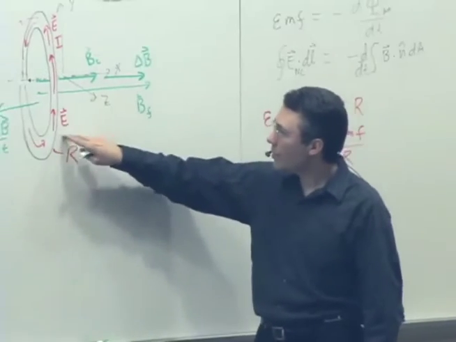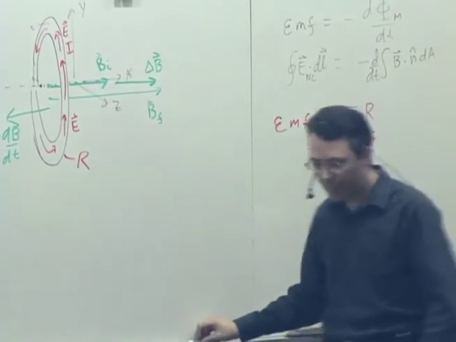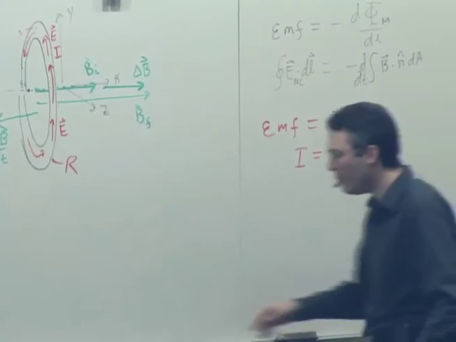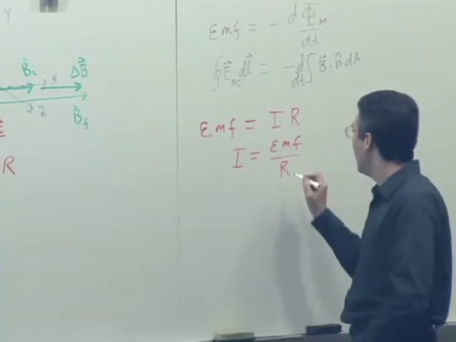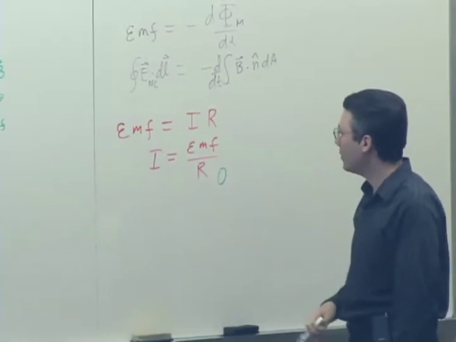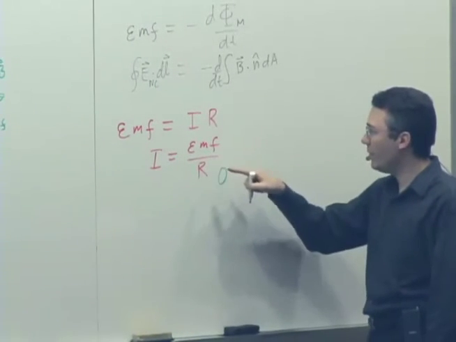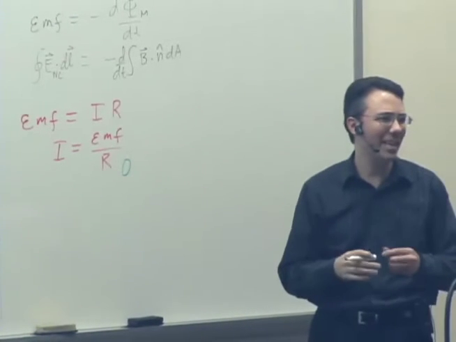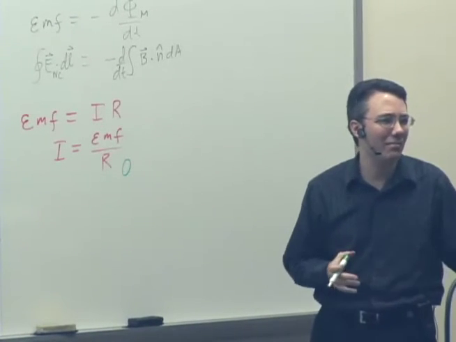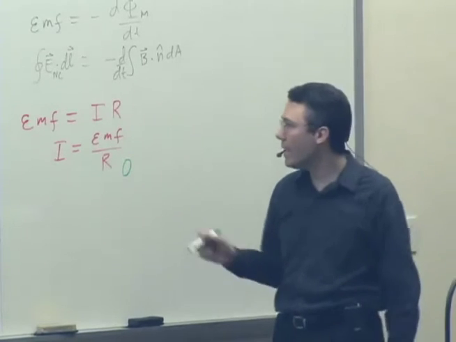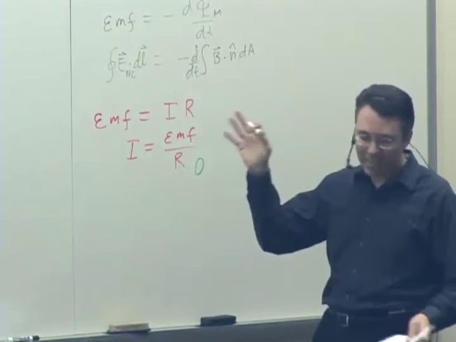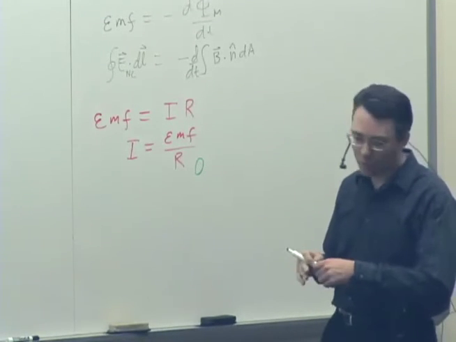So what happens if this was a superconductor? Well, we run into a little bit of a problem, because if we have zero resistance, we have EMF divided by zero, and the current is going to be infinite. That doesn't make any sense, okay? So it turns out the analysis doesn't quite work this way, okay?